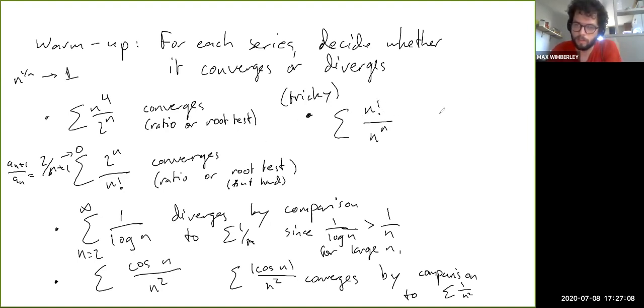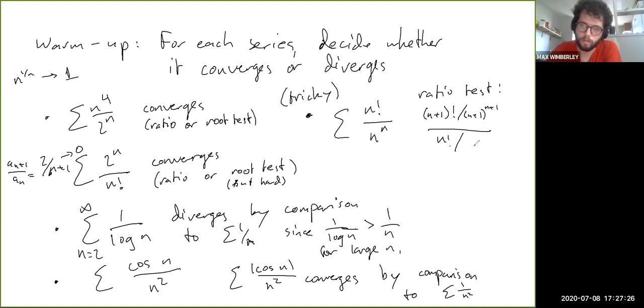But if you just look at the ratios of the terms here, what I did before was slightly more complicated than it has to be. So you get (n plus 1) factorial over (n plus 1) to the n plus 1, times n to the n over n factorial. This equals (n plus 1) times n to the n over (n plus 1) to the n plus 1, which is n over n plus 1 to the nth power.